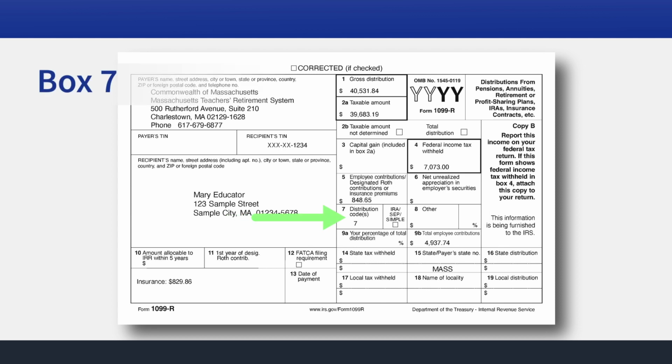Box 7. Distribution Code. This IRS code identifies the type of distribution you received from the MTRS. The various codes are explained in detail on the back of your 1099-R. Box 9B. The amount in Box 9B, if any, represents the remaining total after-tax contributions that you will be allowed to exclude over your lifetime. Whereas Box 5 represents the amount you may exclude for the calendar year, Box 9B shows the remaining amount that you may exclude over the coming years.